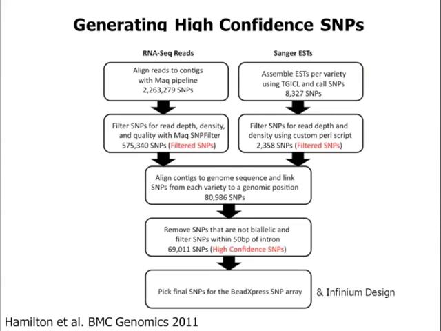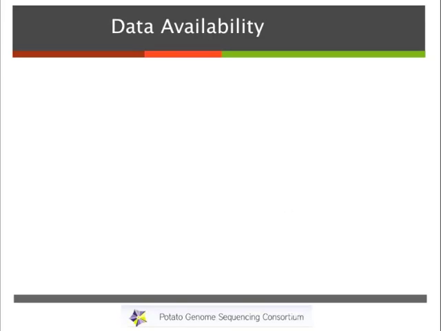So we went through a computational pipeline. This is published in BMC Genomics this year. And what we did was we took our RNA-seq reads from those 3 cultivars. We also went to the public database and got the Sanger ESTs. And we went through some filtering to remove low confidence SNPs. We then aligned them to the genome to find a genomic position for the SNPs. And we ended up with a set of 69,000 SNPs that we're calling high confidence SNPs. So these have met the Infinium design standards, and these are available on the SolCAP website. I'll go through that in a minute.